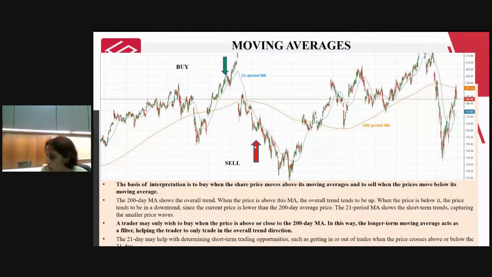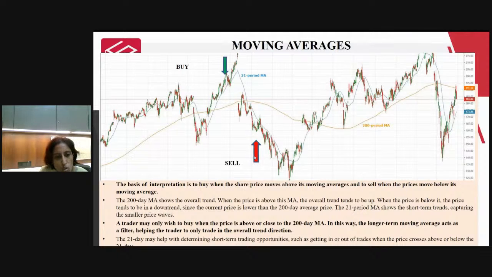Moving averages are again a very important tool to either buy or to sell. The basis of interpretation is to buy when the share price moves above its moving average. In this case, as you can see, both in case of a 21-day moving average or a 200-period moving average, the prices of the concerned stock are moving over and above the 21-day as well as the 200-day moving average. So this is indicative of a buy signal. Whereas in a situation wherein the prices are moving below the shorter period moving average, which is 21 days, or the longer period moving average, which is 200 period, it is indicated that it's time for the trader to sell.